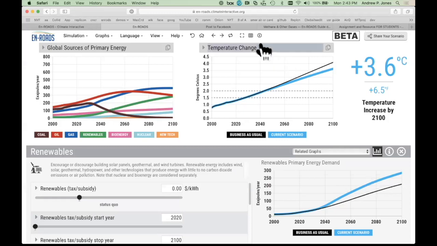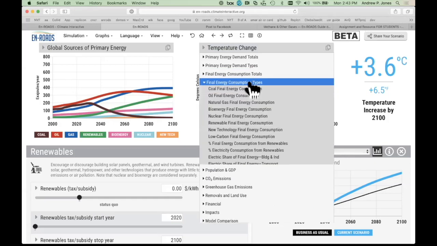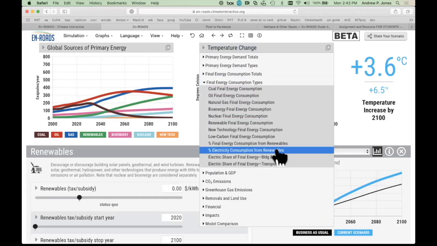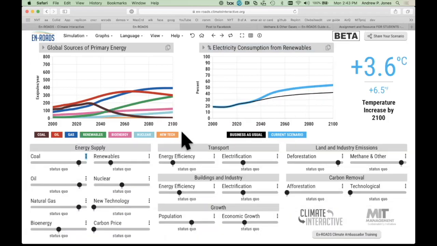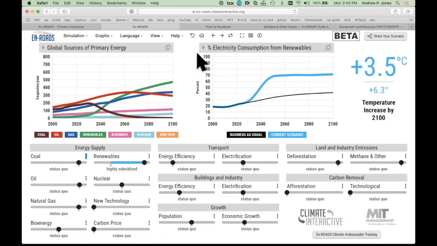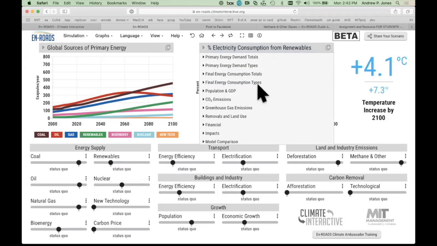One note, someone mentioned 100% renewables. There are a lot of cool graphs that we buried in here that you may want to look at, like final energy consumption types. You may want to see, well, how did we do with 100% renewables? What is the percent of electricity from renewables? And you can then test it. You can see here, oh, here we are at 50% renewables. Test more. We want to get up to, oh, we got up to 70% renewables, for example. There are a lot of graphs buried under here that might be really interesting.